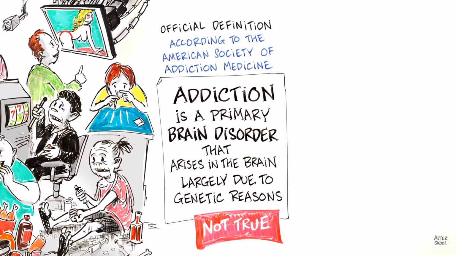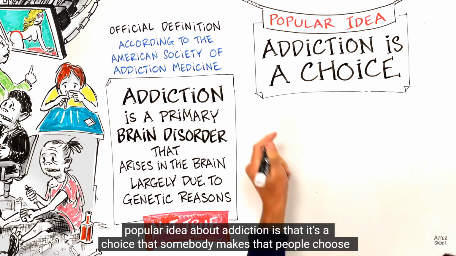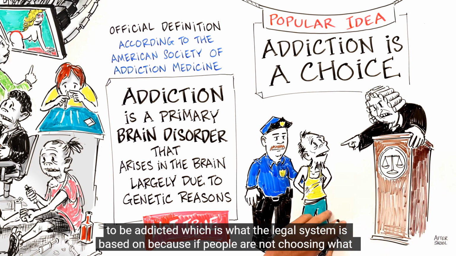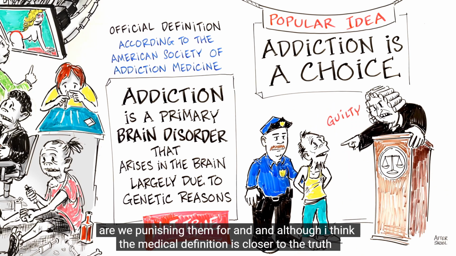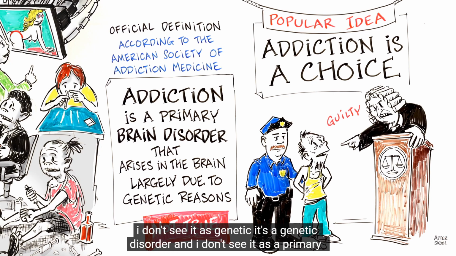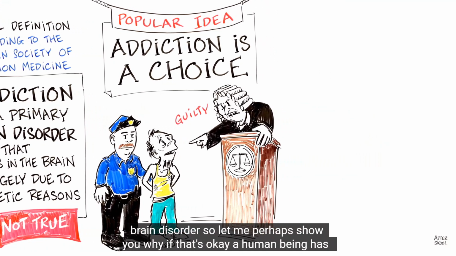The other popular idea about addiction is that it's a choice that somebody makes, that people choose to be addicted, which is what the legal system is based on. Because if people are not choosing, what are we punishing them for? And although I think the medical definition is closer to the truth, I don't see it as a genetic disorder, and I don't see it as a primary brain disorder. So let me perhaps show you why, if that's okay.